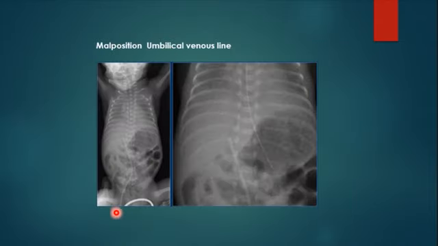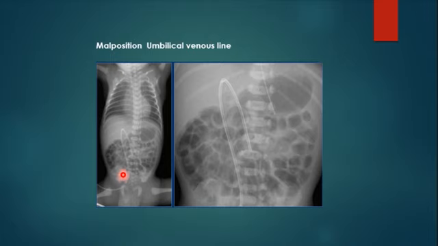So one of the problems we face is malposition. This has entered through the umbilicus and is going up directly into the liver, but it's still in the umbilical vein. It did not enter the ductus venosus, so this is a malposition and we have to insert it more deeply.